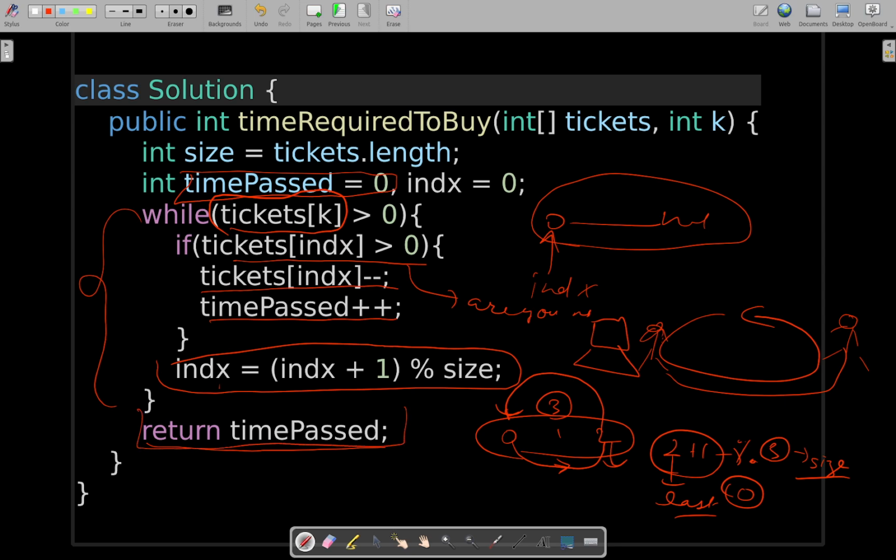Okay, so this is one way of doing it. Theoretically, time complexity wise, space complexity wise, you would be able to see that we are not using any extra space, so it's constant.